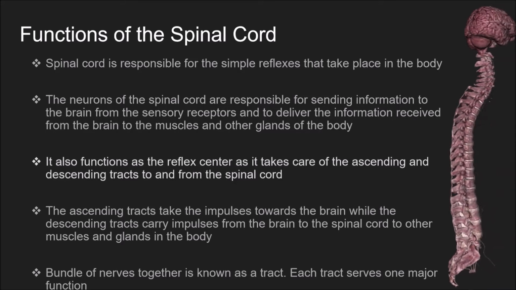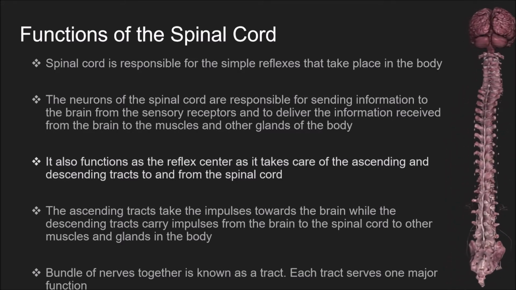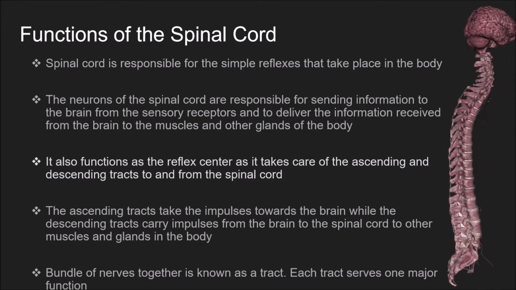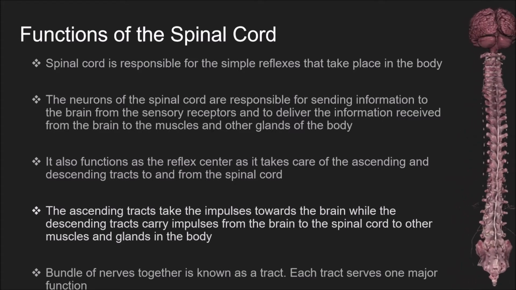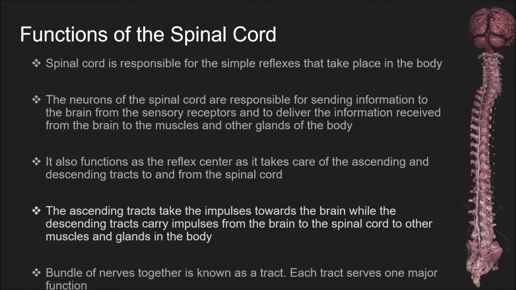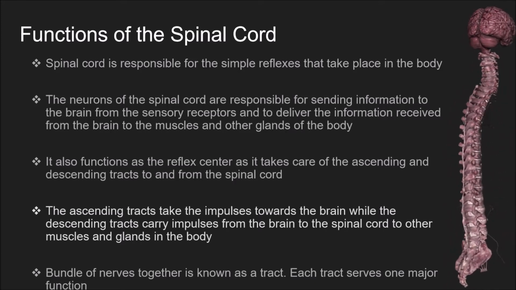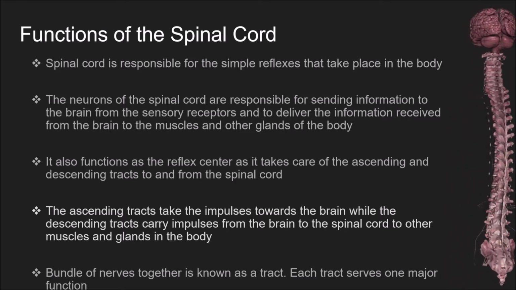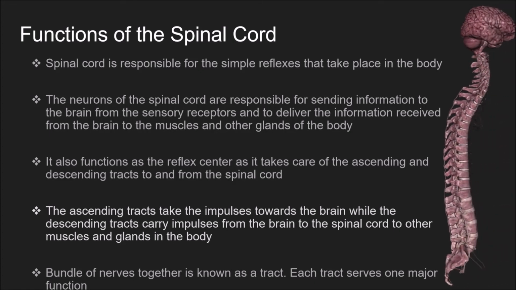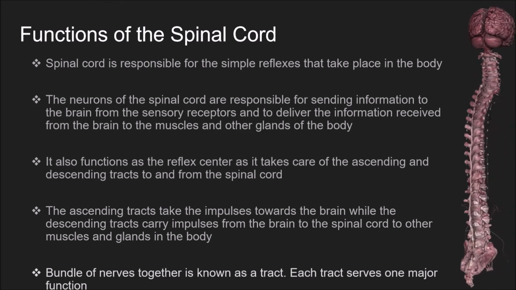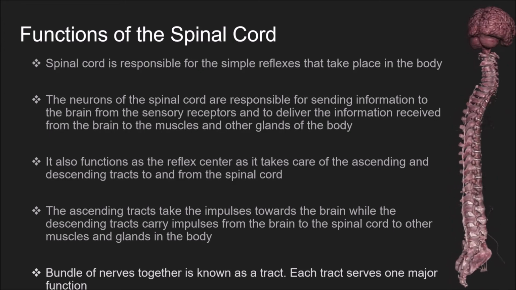It functions as the reflex center as it takes care of the ascending and descending tracts to and from the spinal cord. So, to say more clearly, the ascending tracts take the impulses towards the brain, while the descending tracts carry the impulses from the brain to the spinal cord and other muscles and glands of the body. Bundle of nerves together is known as tract. Each tract serves one major function.